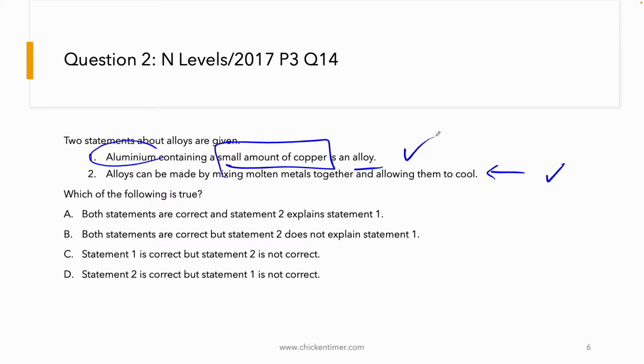So then we come to these 4 options. We have to pick the one where both statements are correct. So C and D are wrong, so they're out. Then we have to decide whether A or B is correct. Both statements are correct, and A says statement 2 explains statement 1. So we have to see whether they are related or not. These 2 statements are not related. You don't use one statement to explain the other, do we? I don't think we do. So statement 2 does not explain statement 1. So our answer is B, because the 2 statements don't explain each other.